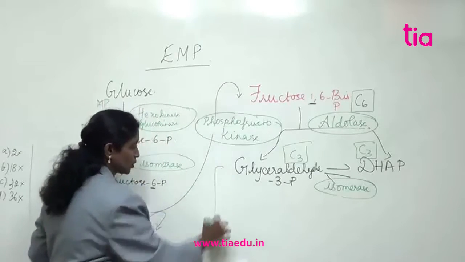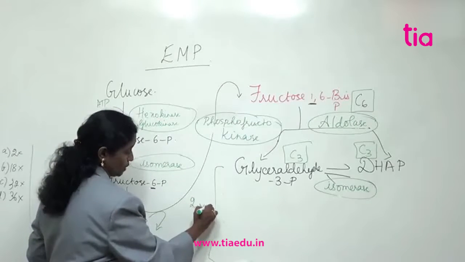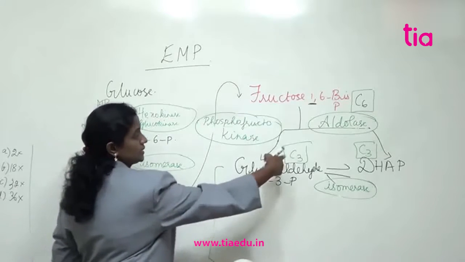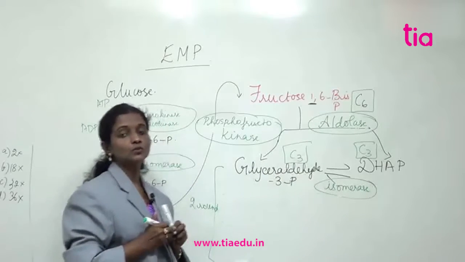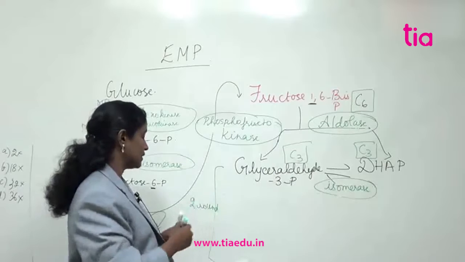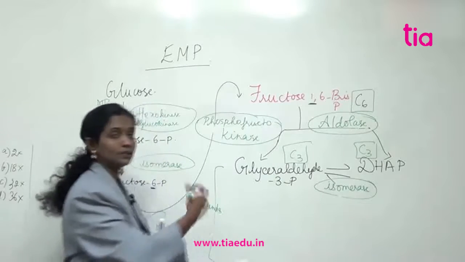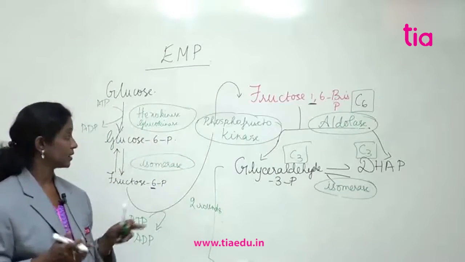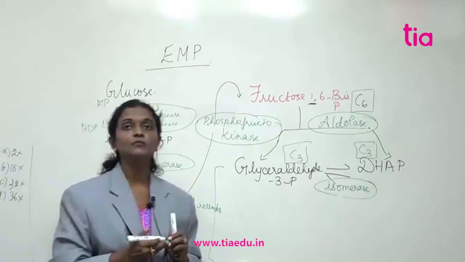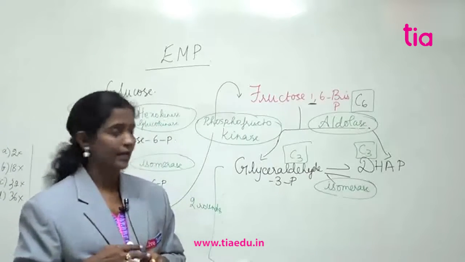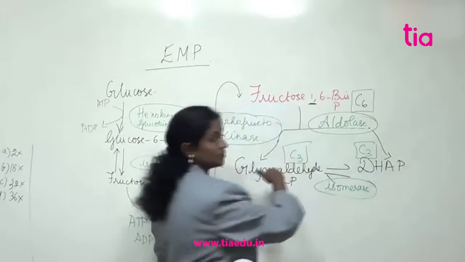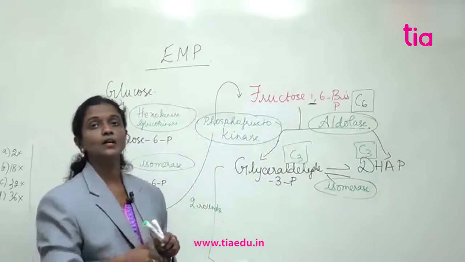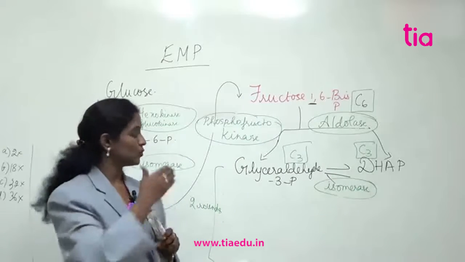Both are C3 sugars, and keep in mind, hereafter every step will go in 2 rounds. Whatever steps we are going to see, it will be in 2 rounds because there are 2 C3 sugars. So all the steps from the 4th till the 10th step will go on for 2 rounds. Anyhow, the DHAP has to be converted to glyceraldehyde 3-phosphate for the reaction to proceed.